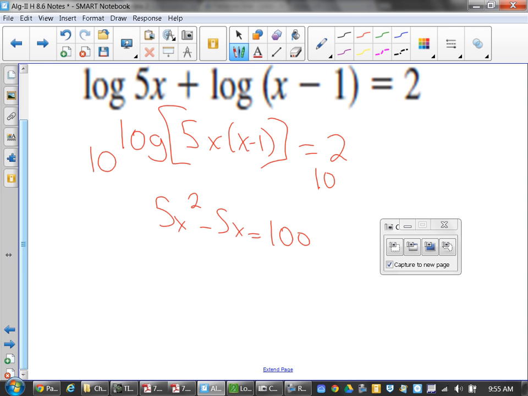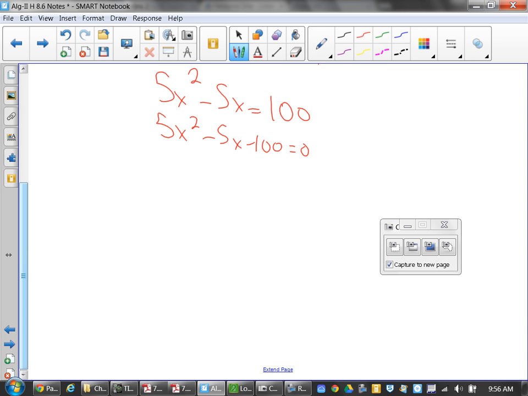You okay with that? Move the 100 over. Take out the 5. Very good. The reason why I'm taking out the 5 is why? It's your first rule of factoring. Take that GCF out, just makes it a lot easier. Since I'm looking for zeros, does that 5 have any bearing upon the rest of the problem? You can divide out the 5.